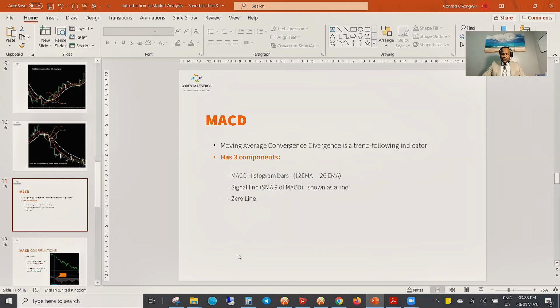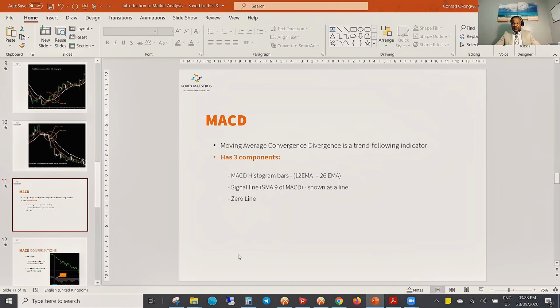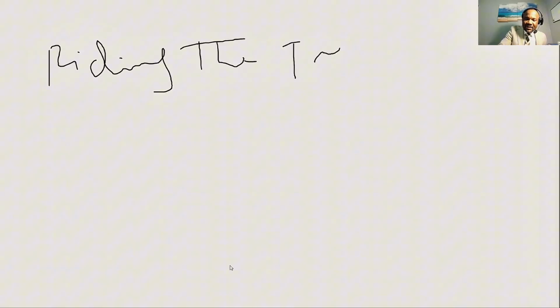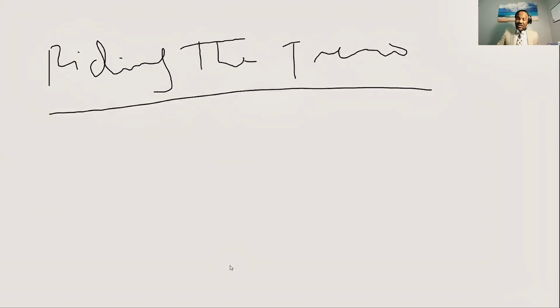Is that okay? So let's look at a strategy called the riding the trend strategy. How many of you have heard that before? Riding the trend strategy, that is my most popular strategy. I should trademark it. Anybody that goes and writes a book on it, you come and give me tithes. So if you type riding the trend strategy, it is Conrad all over the world.